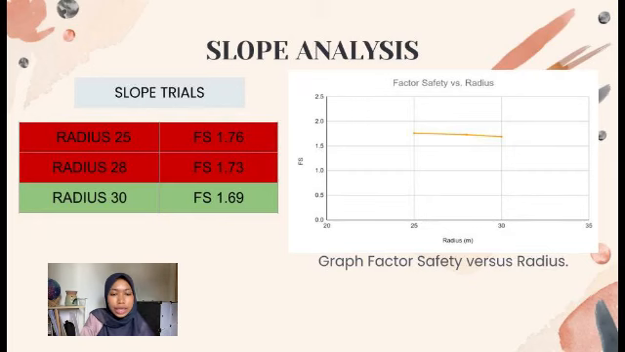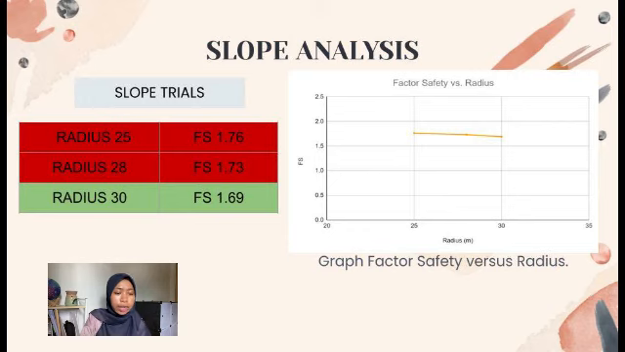Through the slope stability analysis, several trials were made to reach the requirement needed. It results in a graph of factor of safety versus radius as shown. The graph shows that when the radius is increasing, the factor of safety is decreasing. The minimum factor of safety stated in Manual Saliran Mesra Alam MASMA is 1.5 for man-made slope. Thus, the factor of safety for all radius trials is more than 1.5, which means the slope stability passed the check.